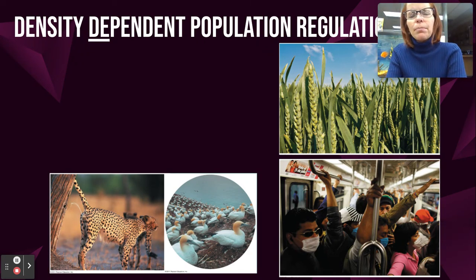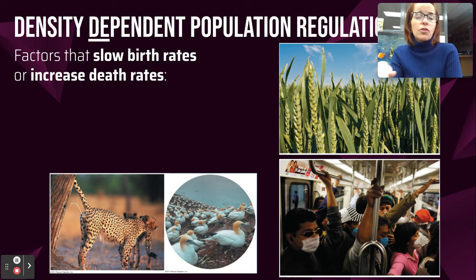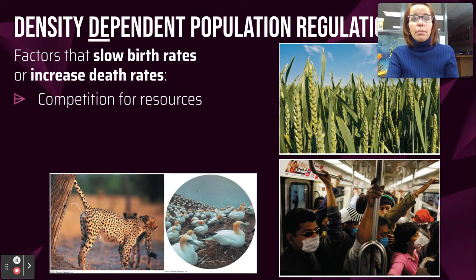Density-dependent population regulation. So these are things that will slow the birth rate or increase death rates that have to do with how big the population is. So for example, the most obvious one is competition for resources. If you take a look at the farm field there, those plants are competing for sunlight, they're competing for water, they're competing for nutrients. And so the more and more crowded they get, the less and less of those resources they get. So we see the birth rate decrease.